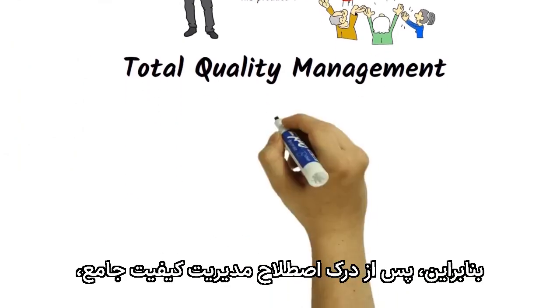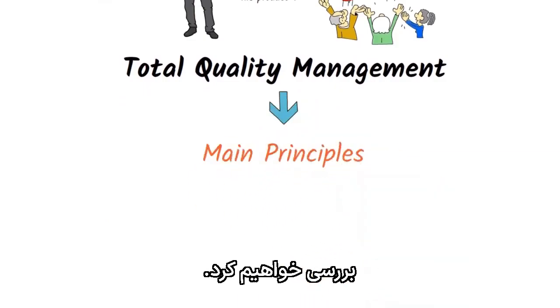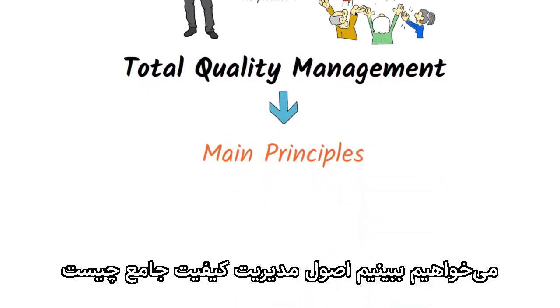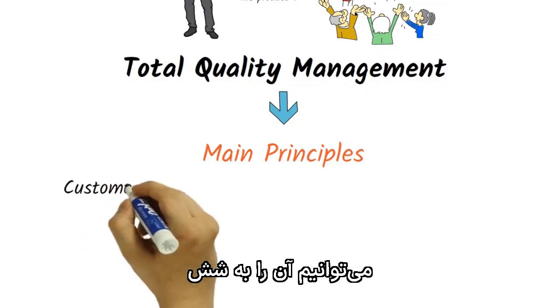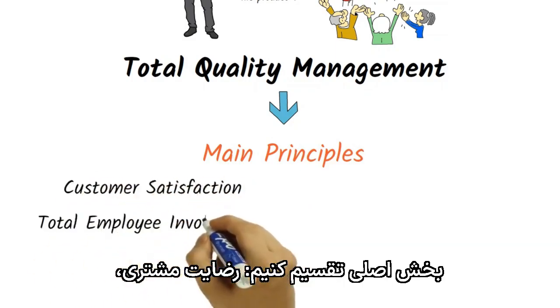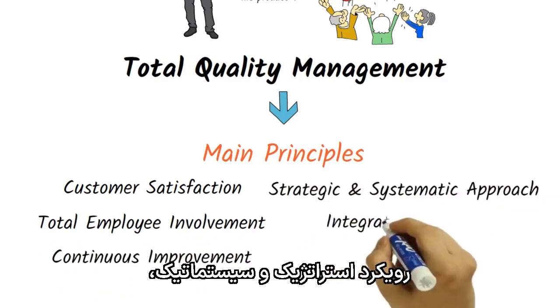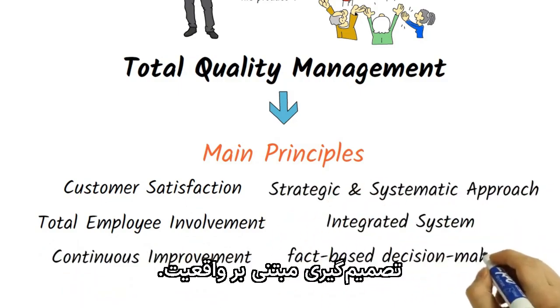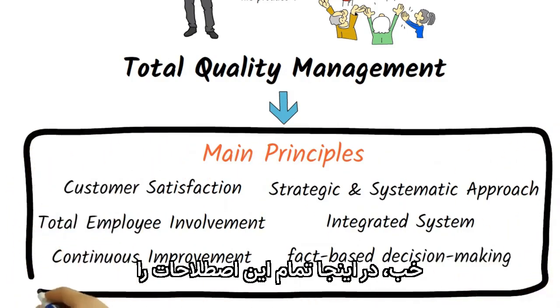So after understanding the term total quality management, we will discuss the main principles of total quality management. What is the principle of total quality management and how can we understand it in a much easier way? We can categorize it into 6 subcategories: customer satisfaction, total employee involvement, continuous improvement, strategic and systematic approach, integrated system, and fact-based decision-making. So here we will discuss all these terms in detail.